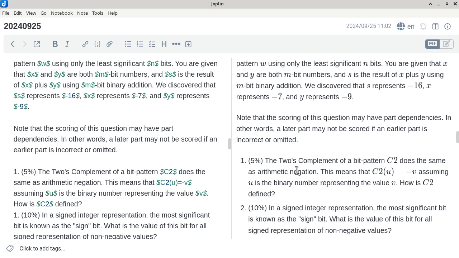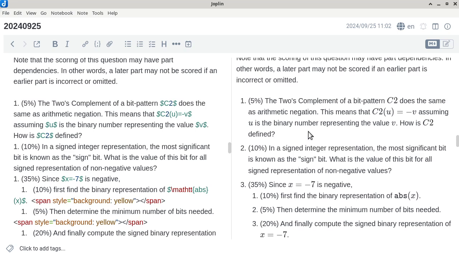Okay, so now we move on to part one. The two's complement of a bit pattern, C2, does the same as arithmetic negation, which we talked about in the signed versus unsigned discussion. This means that C2 of U is the same as negative V. Okay, so this is actually V over here. They're not both U's. Assuming U is the binary number representing the value V. Okay, so V is the value being represented by U. U is the actual bit pattern. How is C2 defined? So this one has no problem solving component to it. This is purely a knowledge kind of question. So to answer this question, I forgot to put the span thing here. So I'm going to do it here.